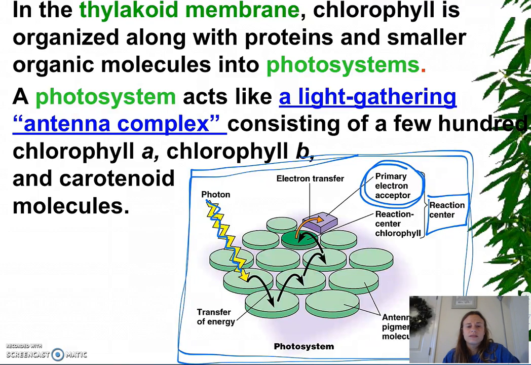Where these photosystems are light gathering antenna complexes. Well, what does that mean in English? A photosystem is just a cluster of pigments that are found on the thylakoid membrane that are going to harvest the energy from the light.